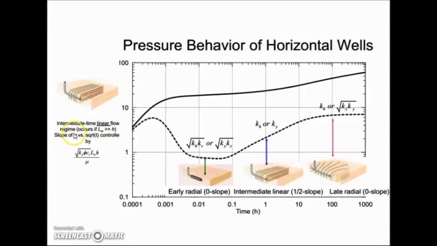The slope of P versus square root of T is controlled by this equation, which is the slope on a Cartesian plane. But from this graph, it is a log graph, and this is the intermediate linear flow with a slope of 1/2. So how can we get from this equation to the half slope? It's very simple. I'll teach you how to get it.